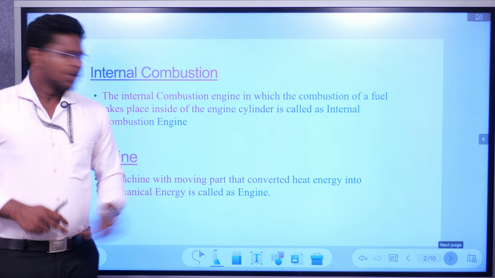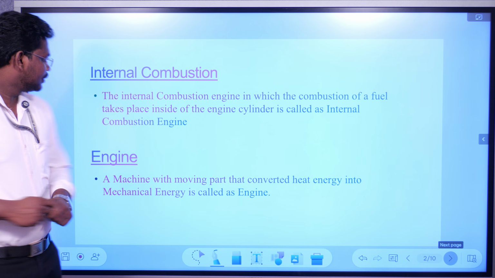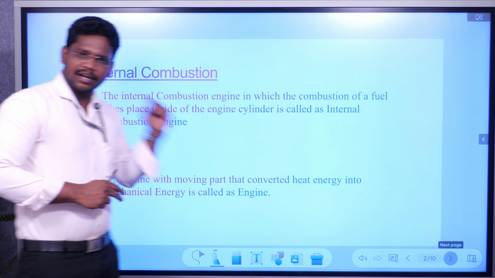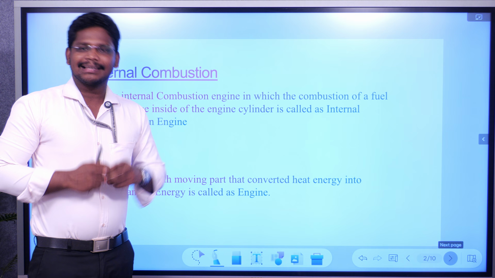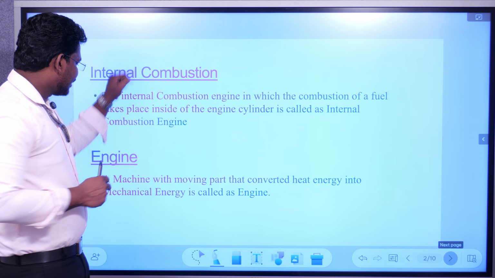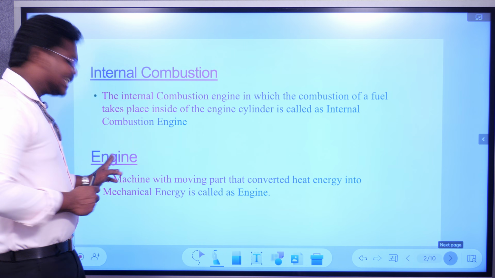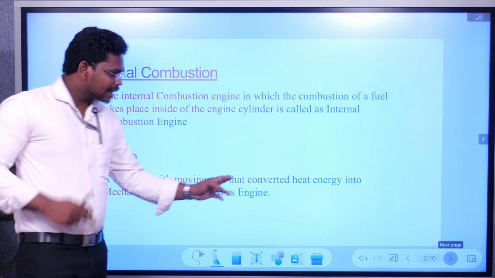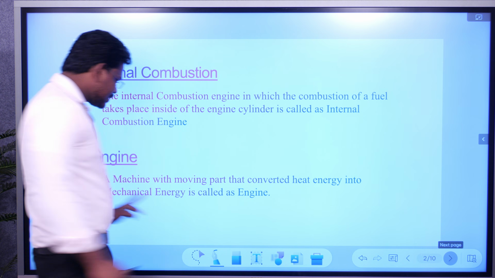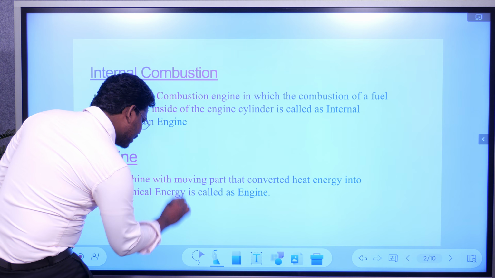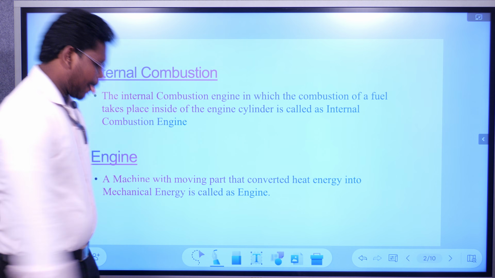What is meant by an internal combustion engine? The engine in which the combustion of a fuel takes place inside the engine cylinder is called an internal combustion engine. Previously we discussed that an engine is a machine with moving parts that converts heat energy into mechanical energy.